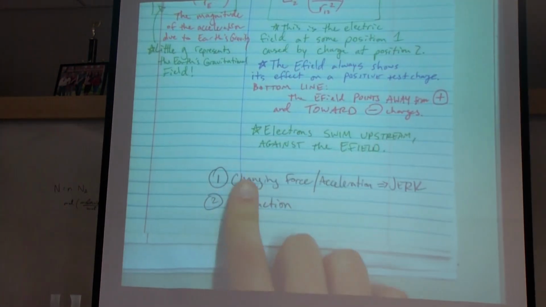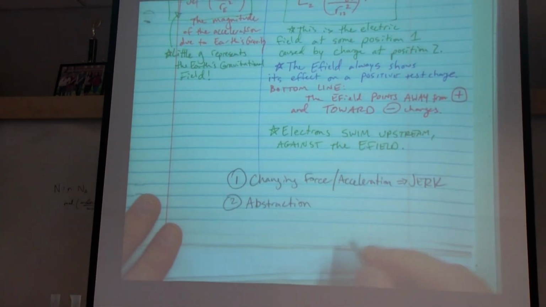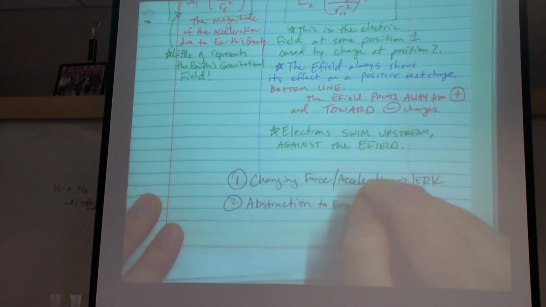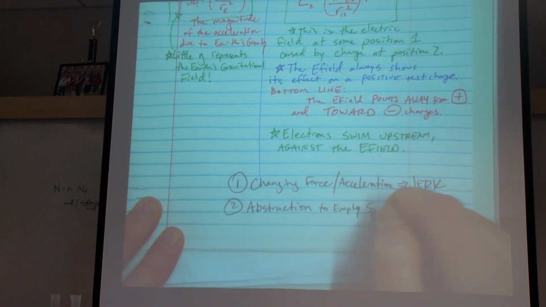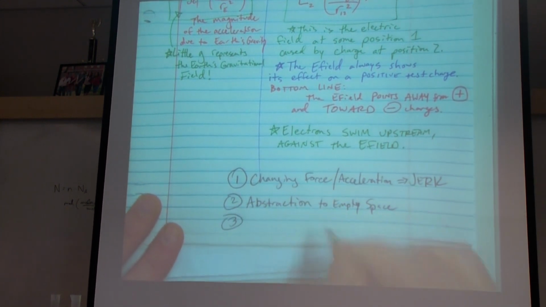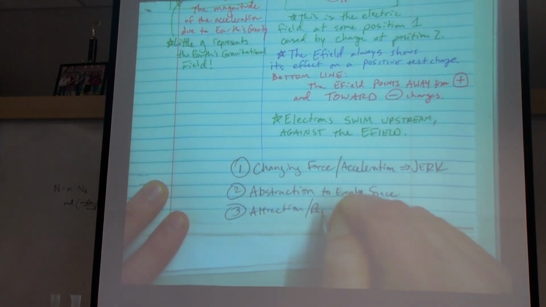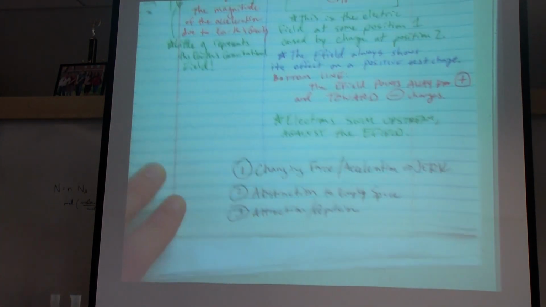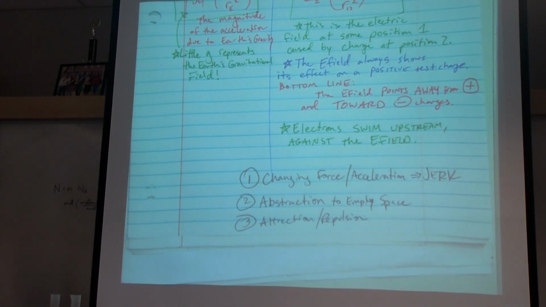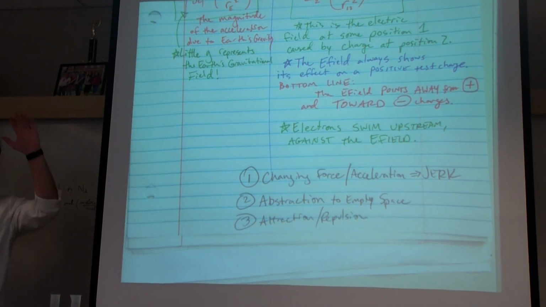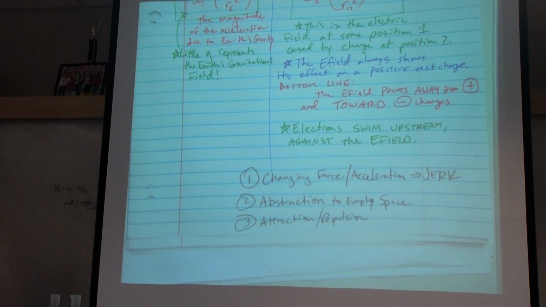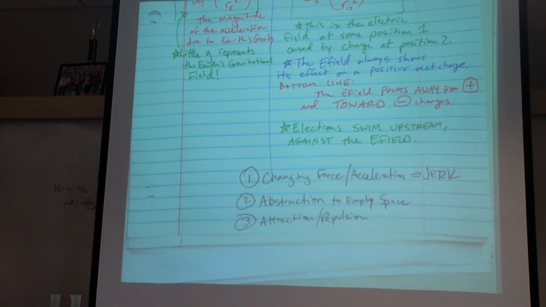So 1, changing force, acceleration. 2, the abstraction to empty space. And the third thing is simply attraction and repulsion. We have 2 different directions to worry about. God, that makes it so much harder. I should probably just start this entire unit where we could say every charge is positive and make life a little bit easier, and then introduce negative charges. But instead, let's just dive right into the deep end, shall we?